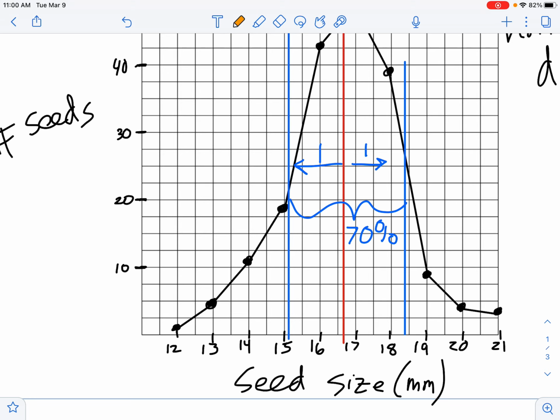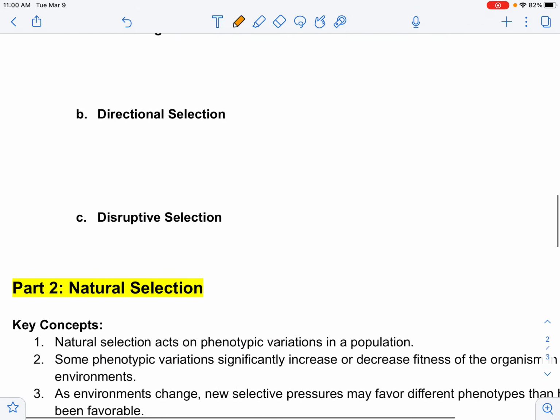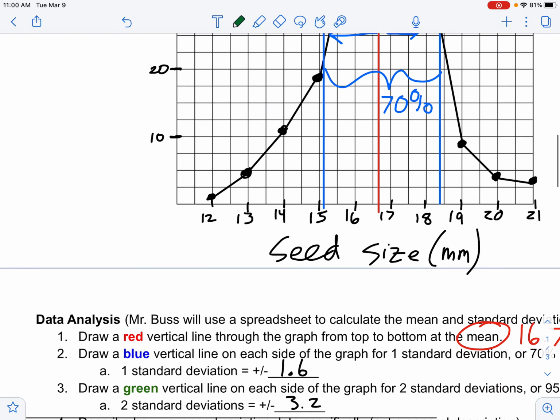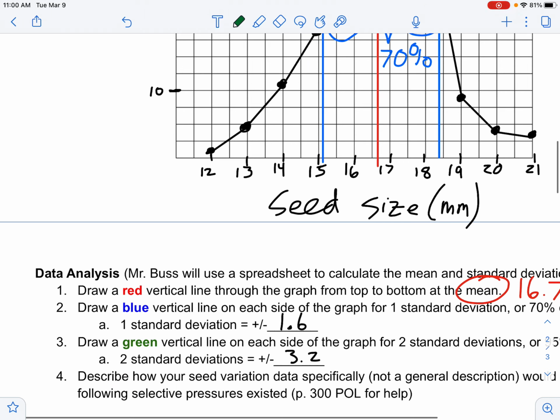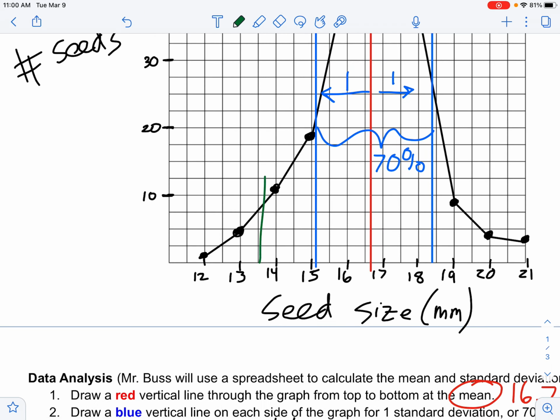So 70% is there. And then if we do 2 standard deviations, it says to use a green line, I believe. Okay, green vertical line. So then we're going to basically double. 2 standard deviations is 3.2 because I just doubled 1.6. So if I take the mean, which is 16.7, and I subtract 3.2, that means I'm going to put a vertical line in at 13.5. And that represents 2 standard deviations this direction.